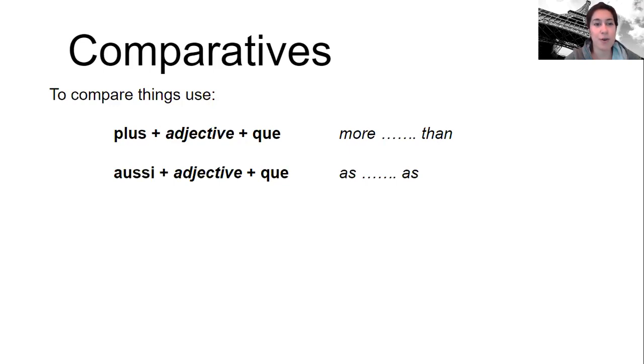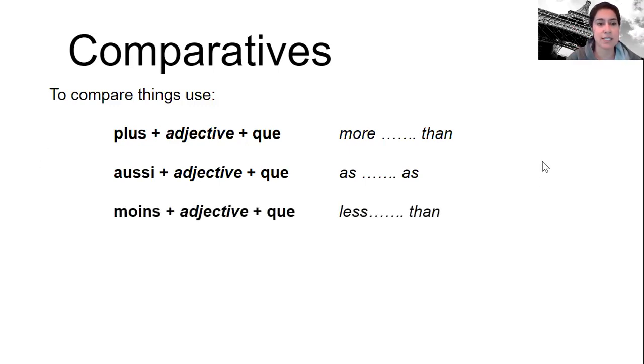Tu es aussi grande que moi. Que moi. So you're comparing two things right there. And the last one we'll look at on this slide is moins que. Moins que. So if you want, in the comfort of your own home, you can repeat after me. Moins que. Right through the nose.